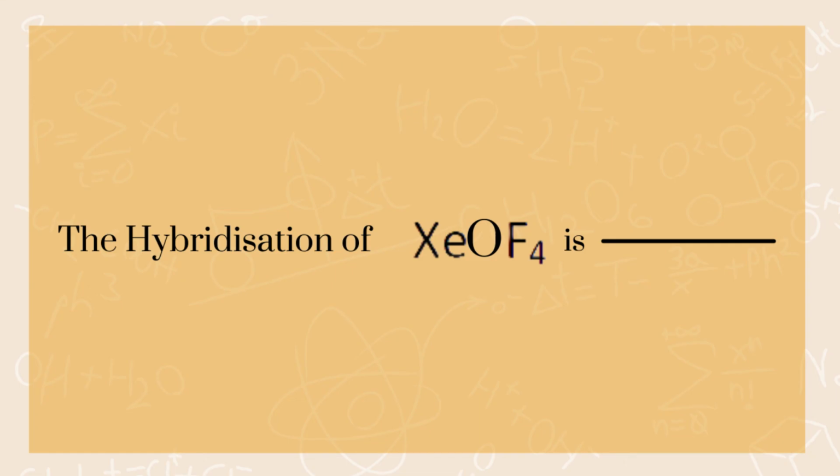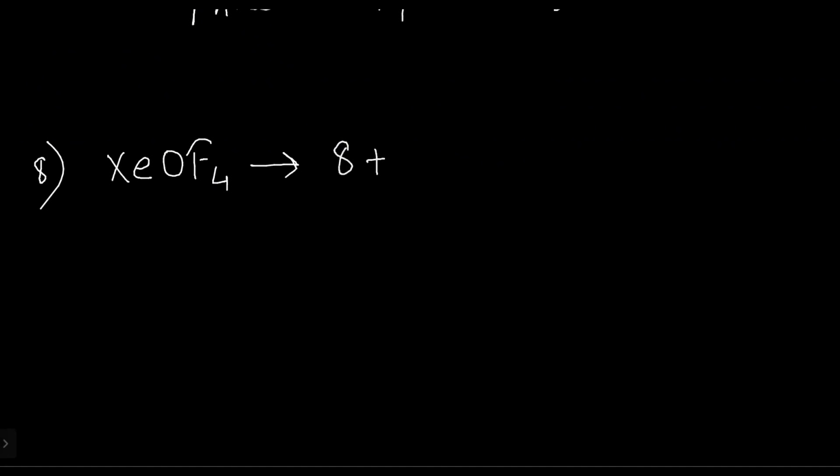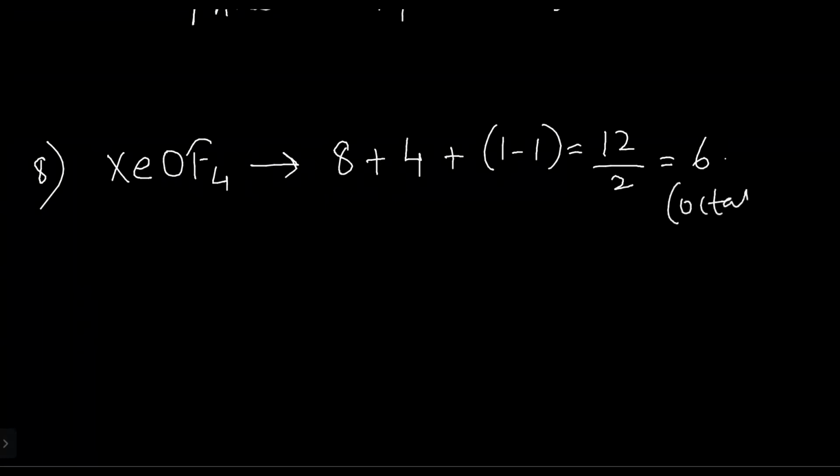Okay. And talking about the last question here, the hybridization of XeOF4. So for that, at first, we have to calculate the number of electron pairs present, that is 8, plus for fluorine it is 4, plus for oxygen it is 1 minus 1, that is equal to 12 by 2, that is equal to 6. And you know, when the value of the pair is 6, we call it octahedral. That means the molecule is an octahedral molecule.